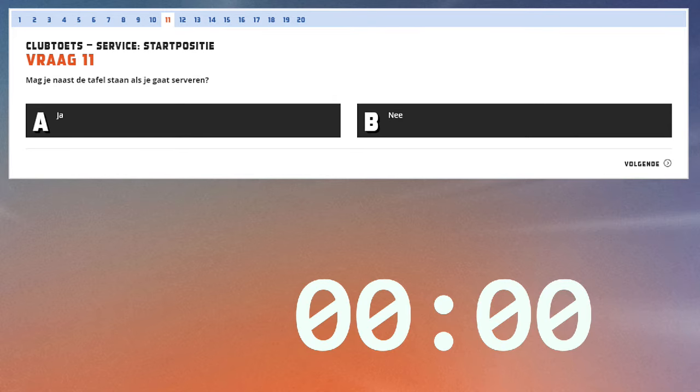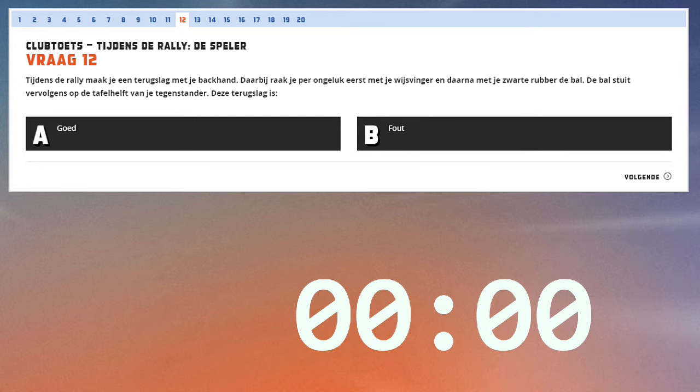Okay, well, let's go to question number 12. This is during the rally about the player. During the rally, you return the ball with your backhand. By accident, you hit the ball first with your index finger, and after that with your black rubber. The ball bounces to the half of the opponent. So is this return A correct or B false?